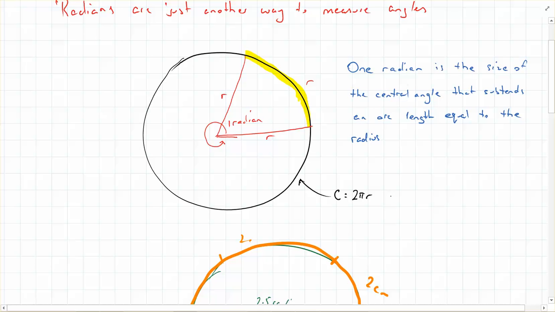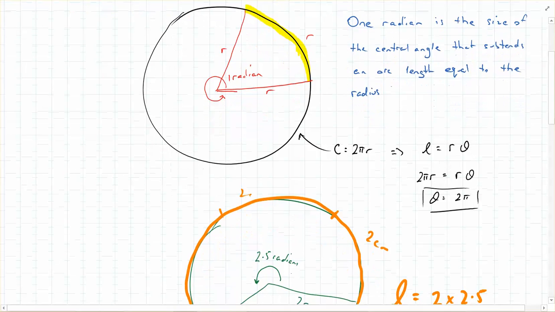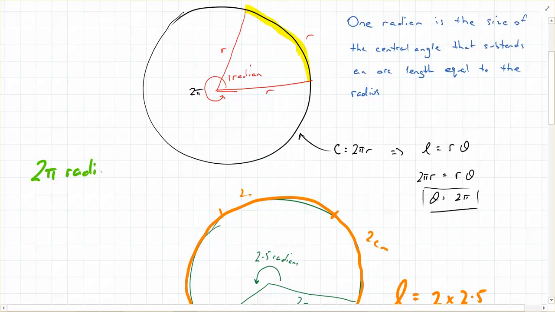Well, let's work this out. Our arc length is equal to r theta. Our arc length here is 2 pi r. We're trying to find the angle, so 2 pi r equals r theta, so theta is equal to 2 pi. So 2 pi is my angle right here. So 2 pi radians is equal to 360 degrees. That's a big result. 2 pi radians is equal to 360 degrees.